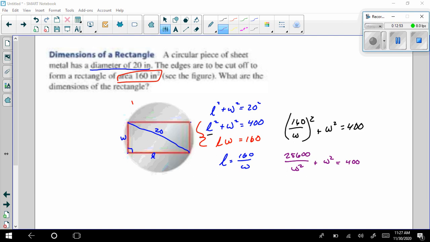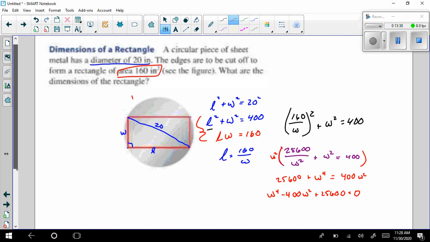Okay, so I get 25,600 over W squared plus W squared equals 400. I'm going to multiply everything by W squared. So then I have 25600 plus W to the 4th is equal to 400 W squared. Move this over and write this in standard form: W to the 4th minus 400 W squared plus 25600 is equal to 0.